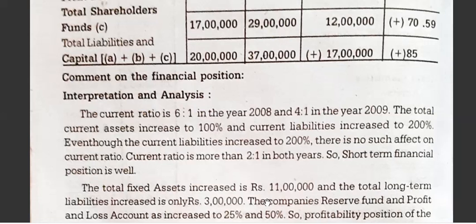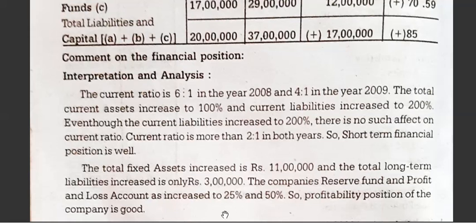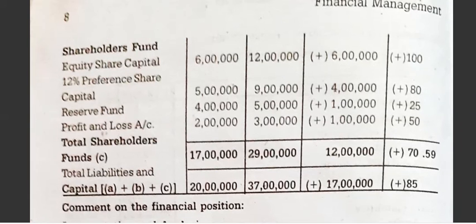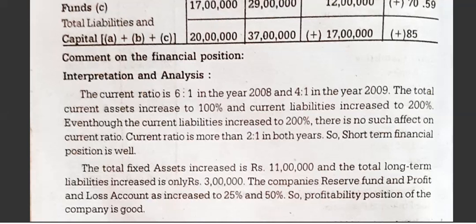Next, the total fixed assets increased by 11 lakh and total long-term loans increased by 3 lakhs. Reserves and profit and loss also increased by 25% and 50%. So the profitability position is good. You can see the profitability by comparing the profit and loss account. If you check the profit and loss account, it has increased by 1 lakh, which is 50%. It is a good position. Even the fixed assets are increased. So you can write that the fixed assets are increased, and the reserves fund and profit and loss are increased by 25 to 50%. So the profitability position is good.